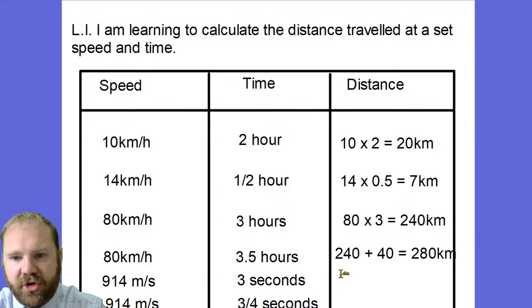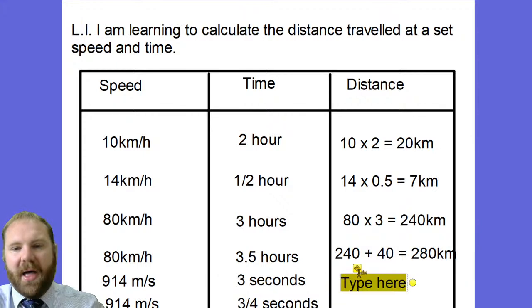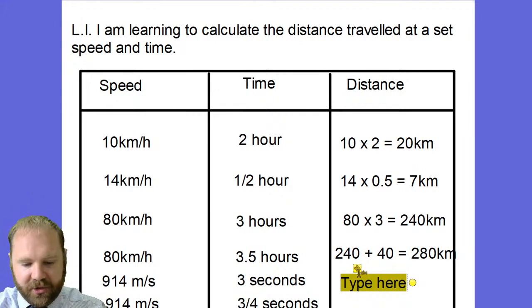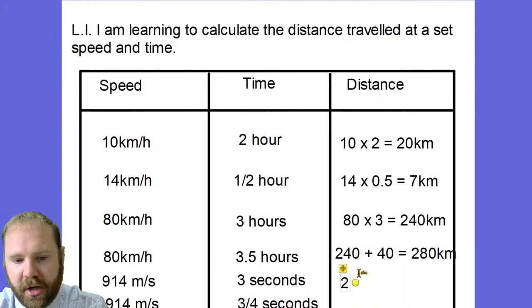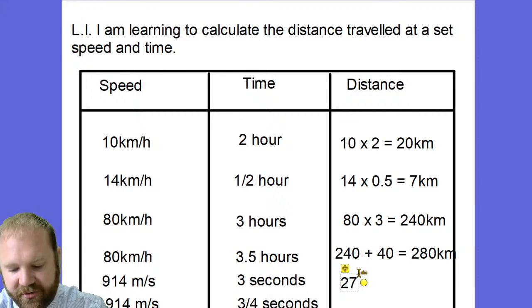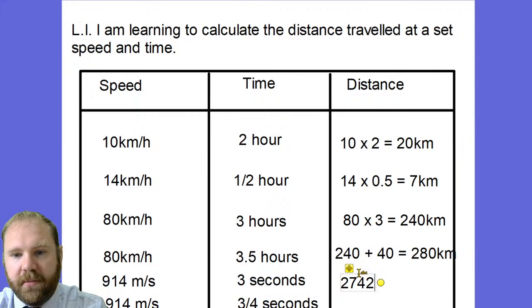Right, so now the trickier ones. You know what? I'm going to cheat. I'm going to use a calculator for this because it will just take too long for me to actually multiply it out. But basically, 914 times 3. In this case, in 3 seconds, my bullet would go 2,742 meters. Meters, because it's 914 times 3.